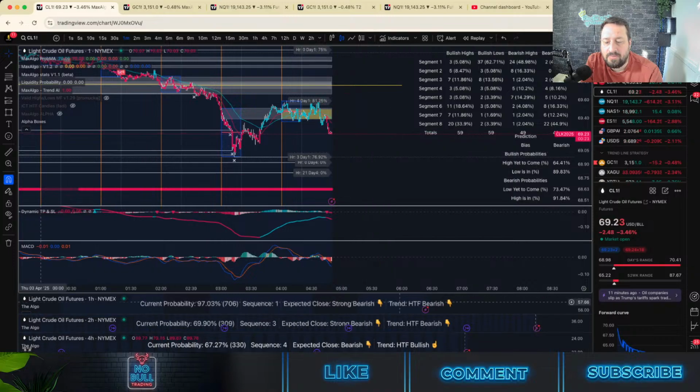And when I select strong bearish, sequence 1, bearish, bearish. So at least with CL, everything's aligned. It's just if we open the next hour, we could just go, well, bang.